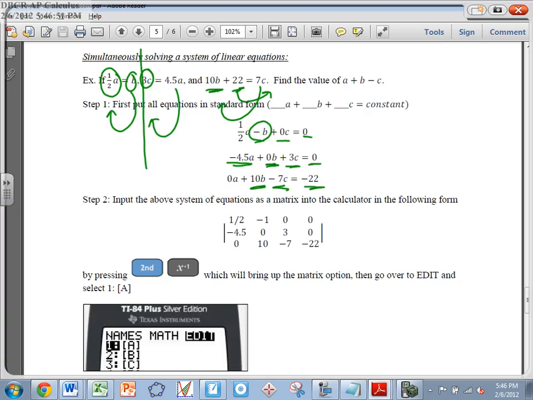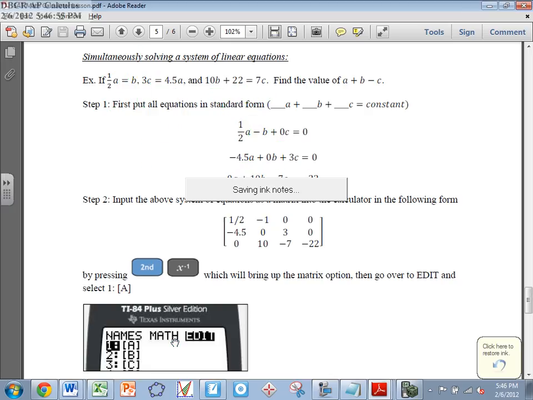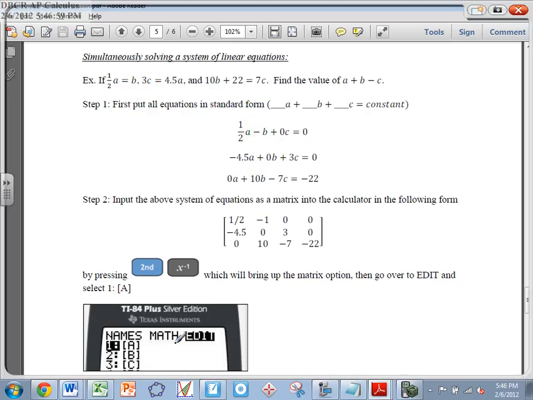Now, once you have your system of equations set up, go ahead and use your matrix function. Remember, from Algebra 2, this is simply a matrix. This is what these brackets are here. So, all you have to do is list your coefficients. So the 1/2, -1, 0, 0. Next line: -4.5, 0, 3, 0. And then the last line is 0, 10, -7, -22.